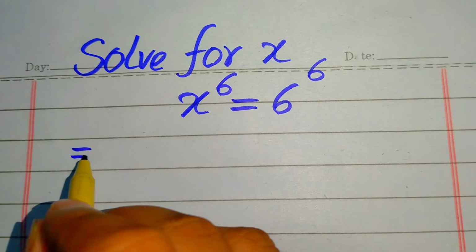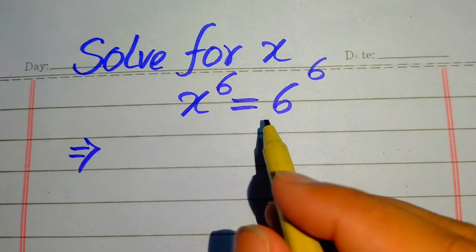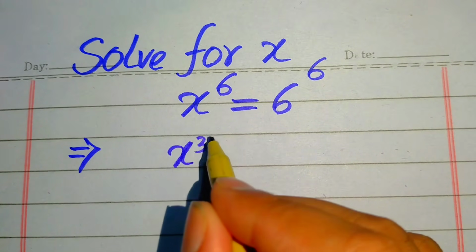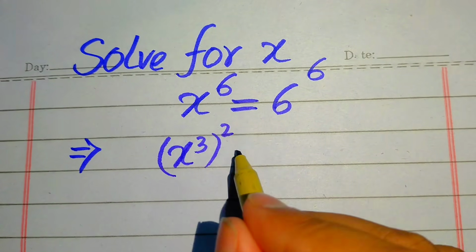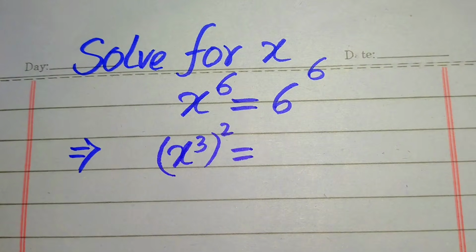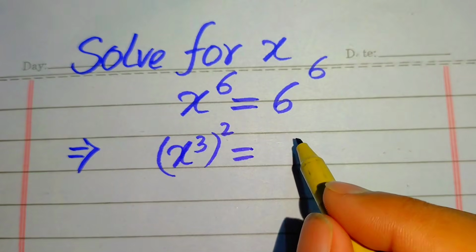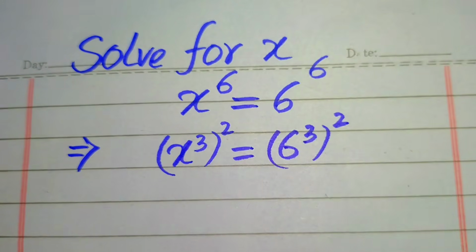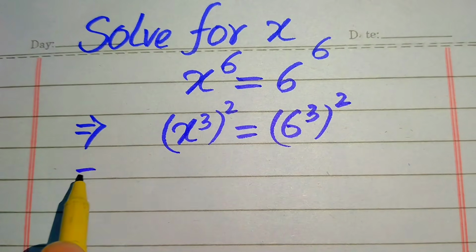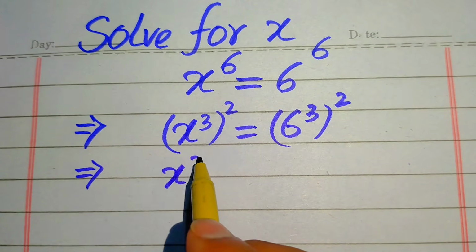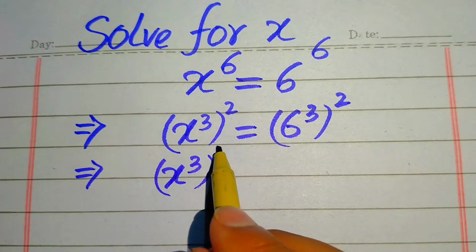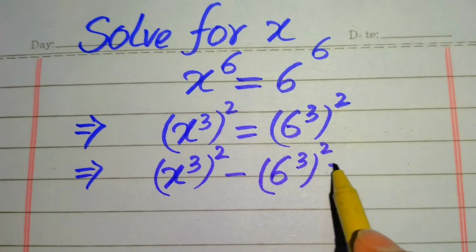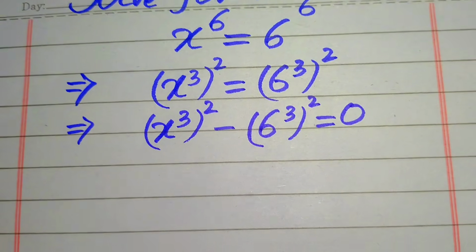The very first step we are going to do is first we rewrite this equation. This is x to the power of 6. We write it as x cubed and its whole square equals to, in the right hand side we have 6 to the power of 6. We write it as 6 cubed and its whole square. And now further we move all the terms from right hand side to the left hand side, and we get x cubed and its whole square minus 6 cubed and its whole square is equal to 0.